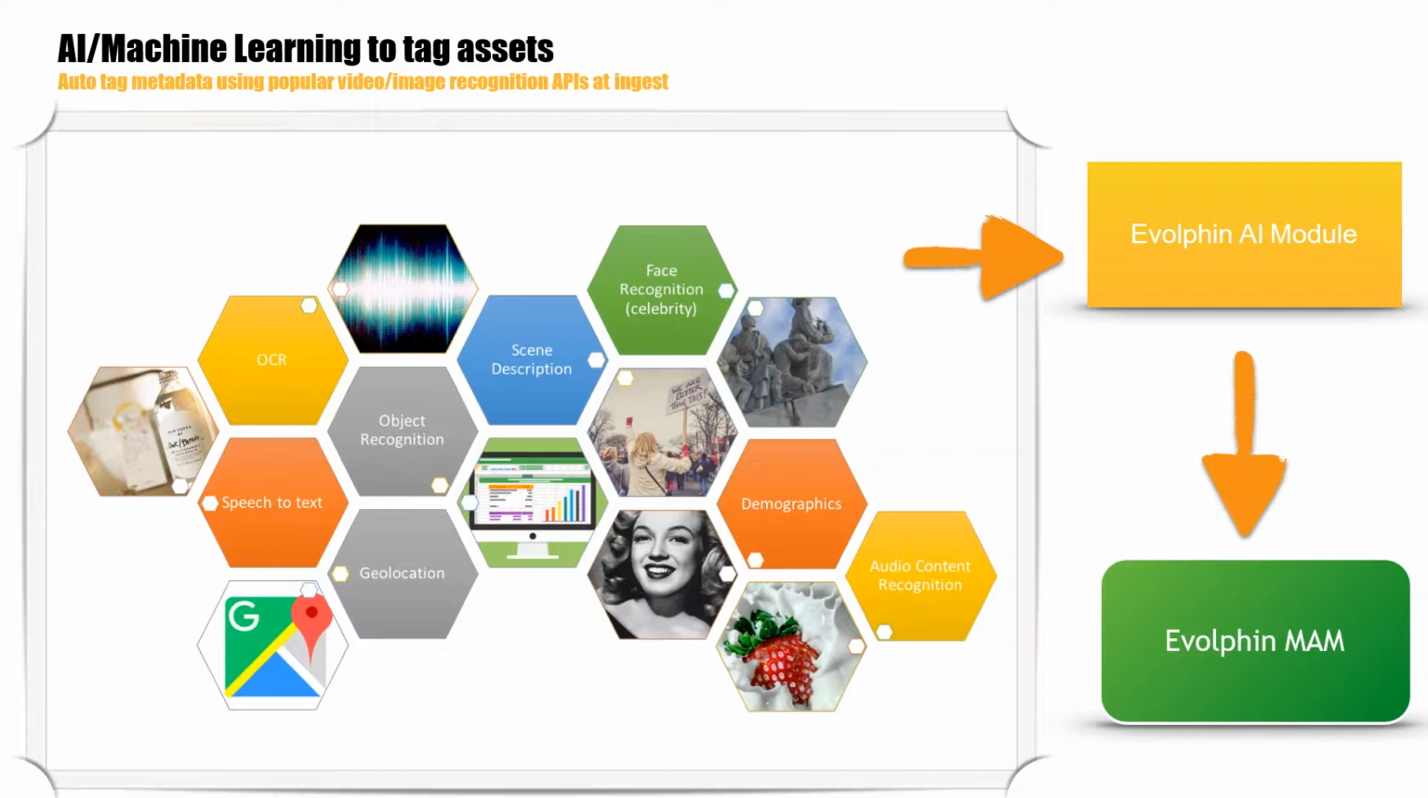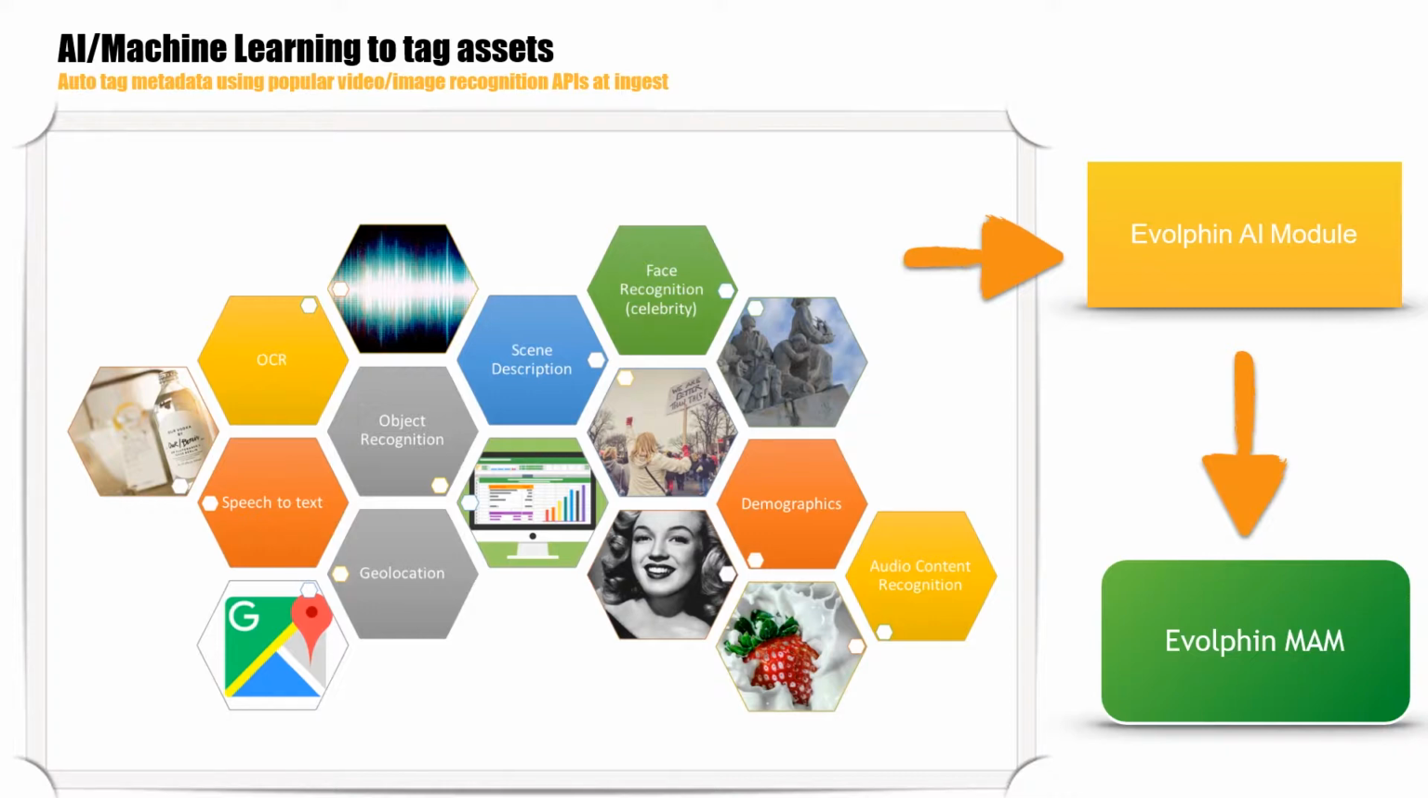Face recognition, this is quite good, being able to detect celebrities as well as being able to train these engines to look for people that are important to you, perhaps the CEO of your organization, you want to be able to search on that. So engines these days allow you to not only look for celebrities, but also other faces that you can train. Demographics, you might be producing content that's targeted at a particular country or ethnicity, and you want to be able to locate faces that match a certain ethnicity or demographics, you can do that. With Evolphin, we have an AI module that basically integrates with all these machine learning engines and brings the power of AI into the media production workflow.